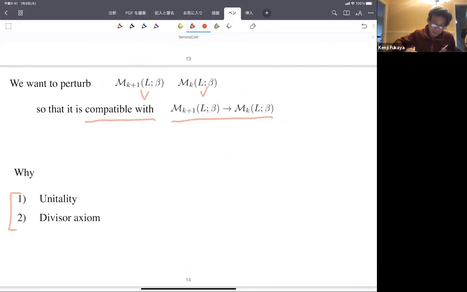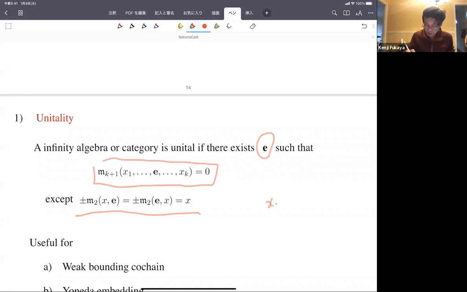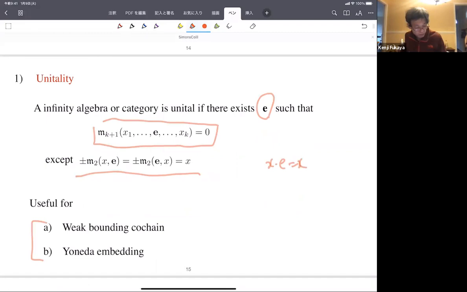So what is unitarity? Unitarity of an infinity algebra or category is that there exists a unit e, so that the infinity operations are zero, except this one. So this is just x times e is x, with some sign. And e is a cycle, and all the higher operations are just zero. So this is called unitarity. And this unitarity is actually very important in the full story of infinity algebras or categories. And there are at least two important points where we need to use this unitarity.